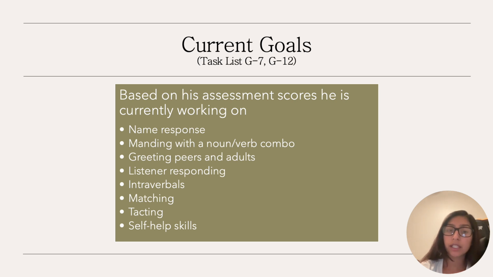So the current goals, integrating the task list with G7, selecting and evaluating stimulus and response prompting procedures. So, by example, teaching an error list, most to least to most. And G12, selecting and implementing chaining procedures. Based on his assessment scores, he is currently working on name response, manding with noun and verb combination, greeting peers and adults, listener responding, intraverbals, matching, tacting, and self-help skills. For self-help skills, he's currently doing toileting, potty training. So he is using a chaining procedure.